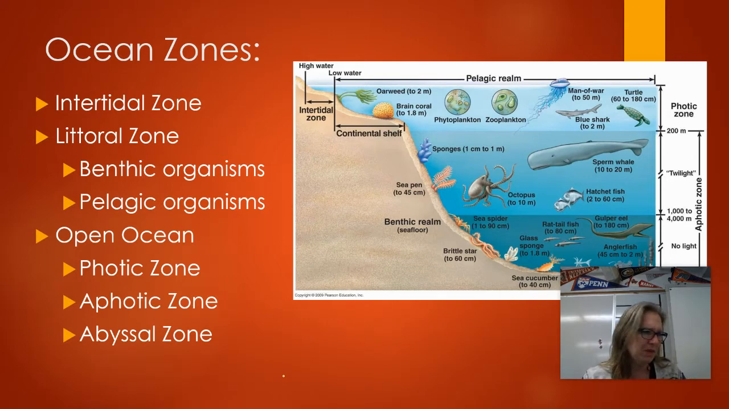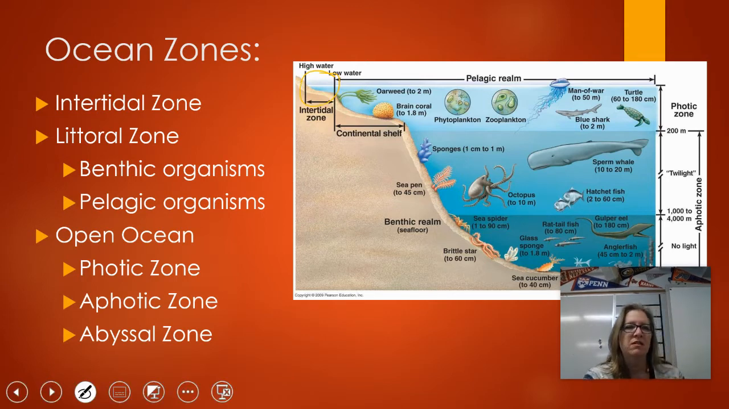There are some good pictures on pages 324 and 325 that show this breakdown. Lots of big words, okay? I've just got them listed here and I'm going to define them on the next slide. So we've got the intertidal zone, which you see up here. The littoral zone, which doesn't really show up on this diagram here, but within that littoral zone, we get these benthic organisms and pelagic organisms. Again, I'll define these on the next slide.